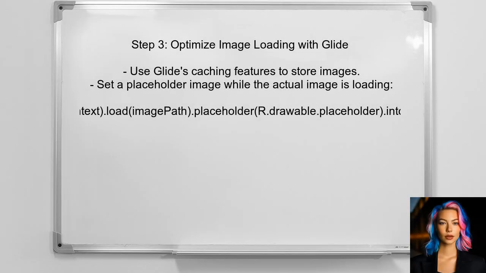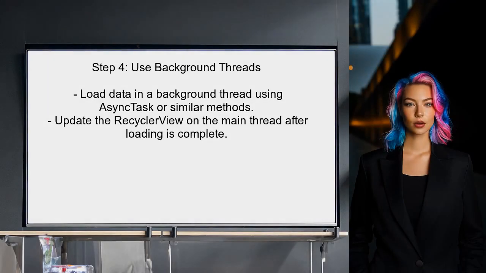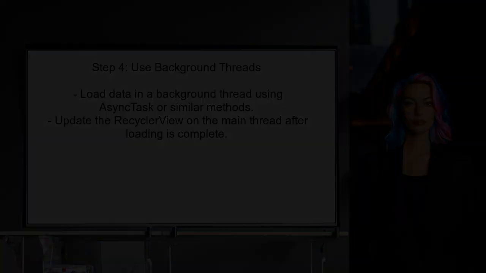Additionally, the user should ensure that the Glide library is used efficiently. This can be achieved by caching images and using placeholders to improve loading times. Finally, the user should consider using a background thread for loading data. This will prevent the main UI thread from being blocked, reducing the chances of an application not responding.